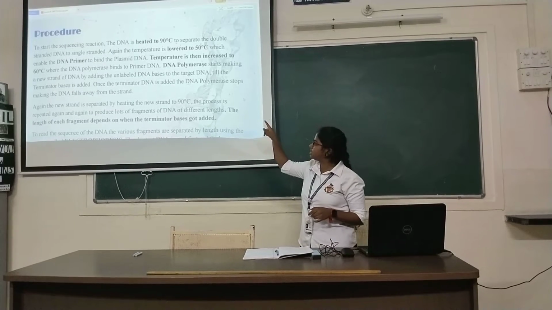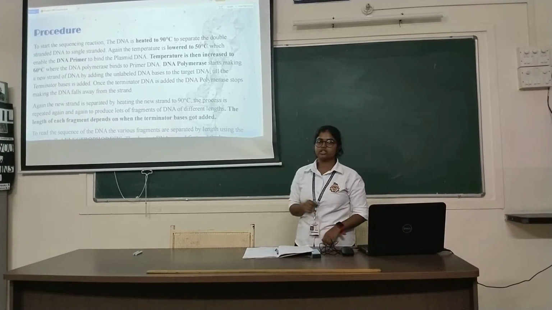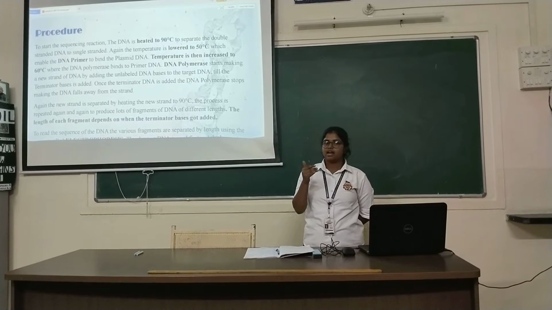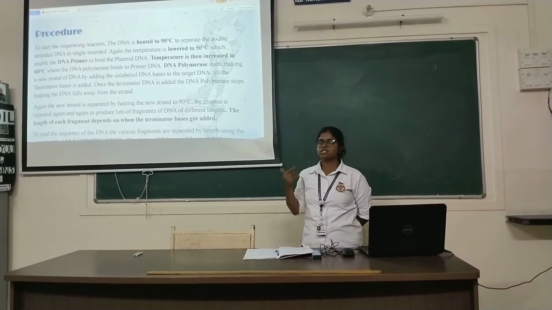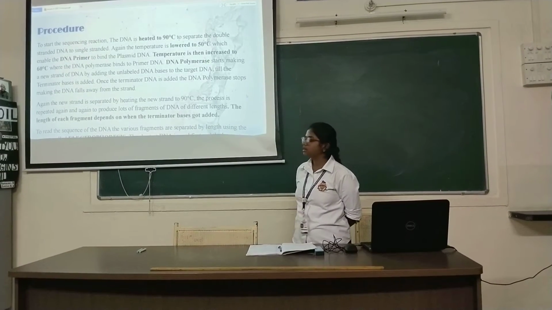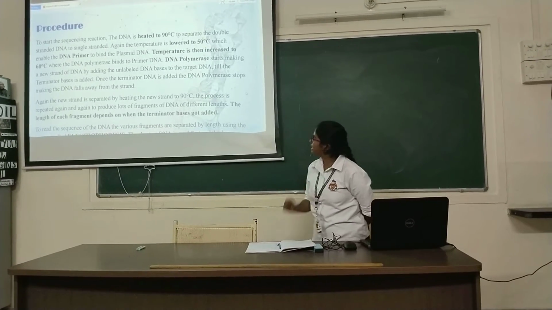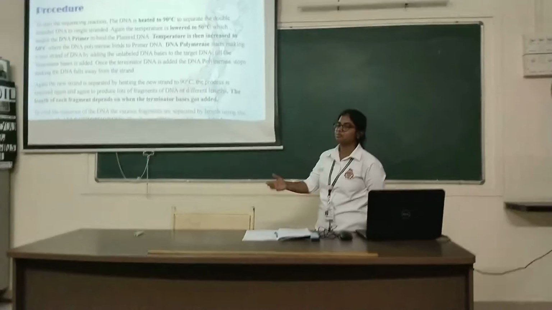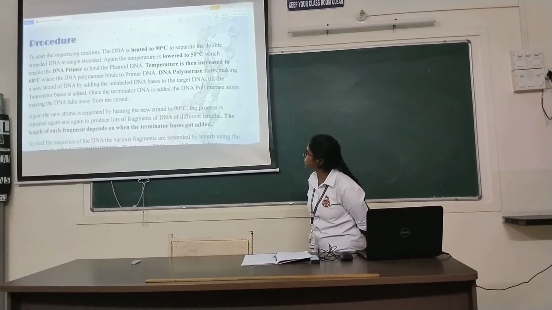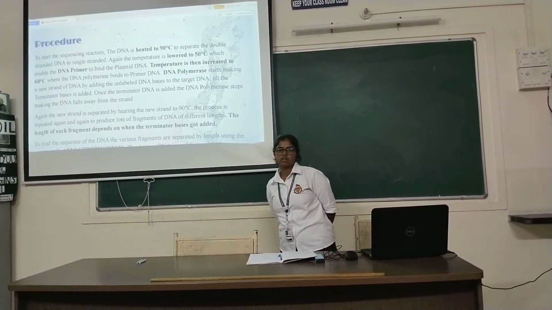From the first point onwards, the DNA is heated up to 90 degrees Celsius. Denaturation of the DNA happens there. We have double-stranded DNA and it converts into single-stranded by heating to 90 degrees Celsius. Again, the DNA primer is added at a temperature of 50 degrees Celsius. Then DNA polymerase is added at about 60 degrees Celsius. Then DNA bases are added.